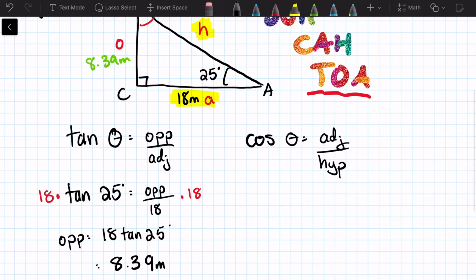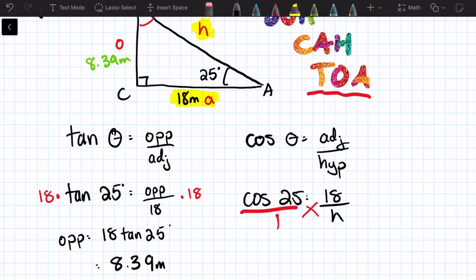And we're just going to go through pretty much the same process. So our angle is 25 degrees. Our adjacent is now 18. And our hypotenuse, we don't know. So I'm just going to call it h. And we want to solve this. So remember, these ones are a little bit trickier. We're going to throw a 1 underneath the cosine 25. And we're going to cross multiply.